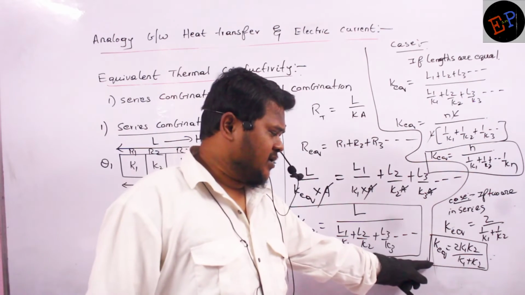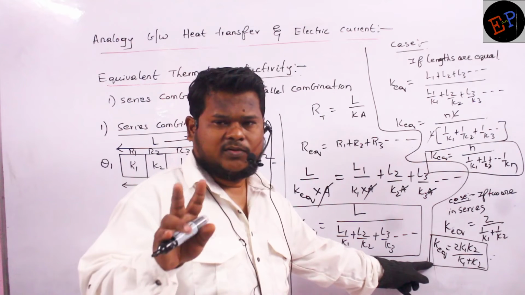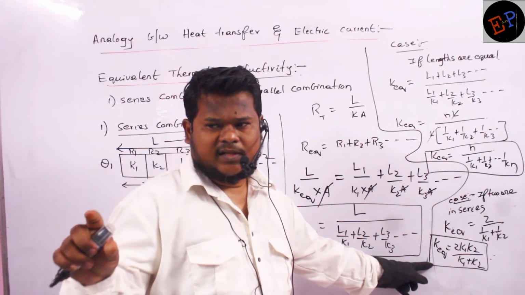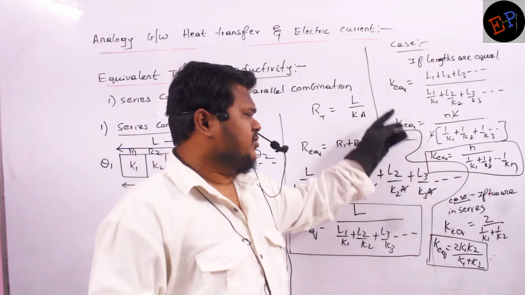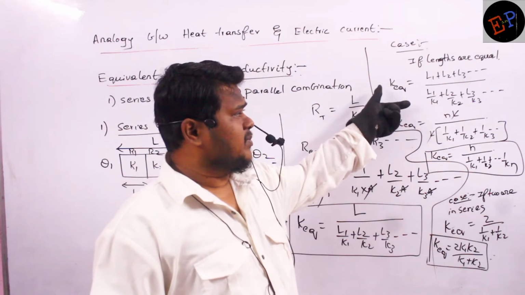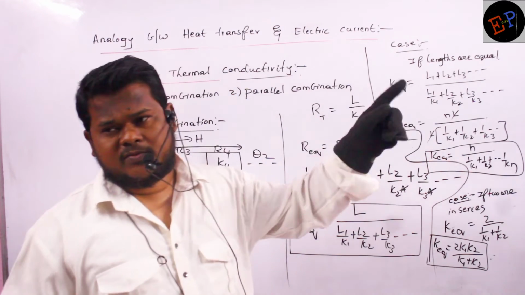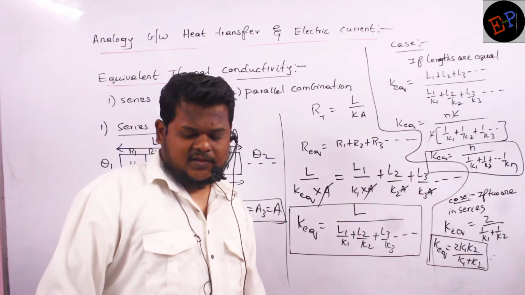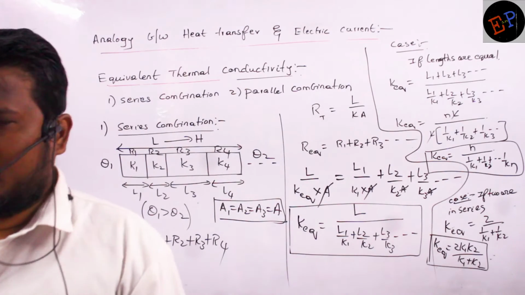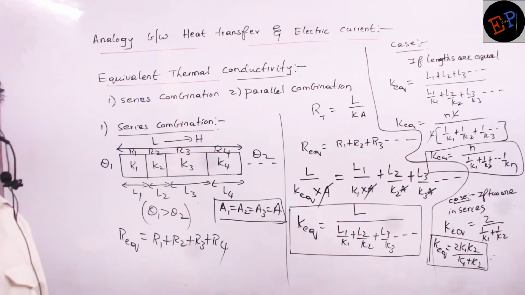So this is the equivalent thermal conductivity if I take only two rods and the length of both rods is the same. You need not remember all of them. You have to remember this equation: K equivalent is equal to L1 plus L2 plus L3 divided by L1 by K1 plus L2 by K2 plus L3 by K3, and it goes on like this for any number of rods. Make a note.